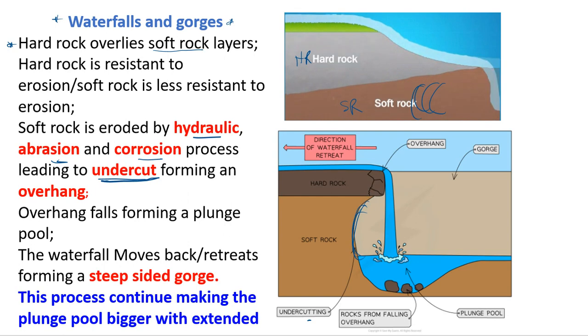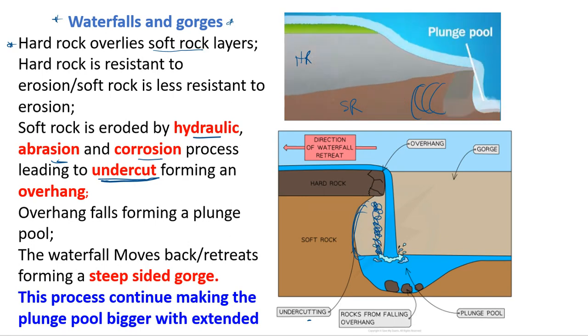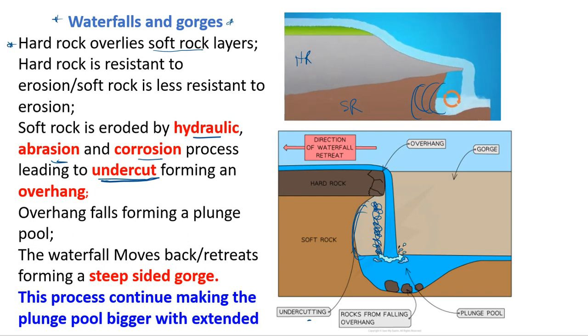Now the undercut will form an overhang. An overhang is the hard rock that is left behind without any support. Remember, the soft rock was here initially, but now there is no support because it has been eroded, leaving this hard rock standing on its own. So that hard rock will now form what is referred to as the overhang.